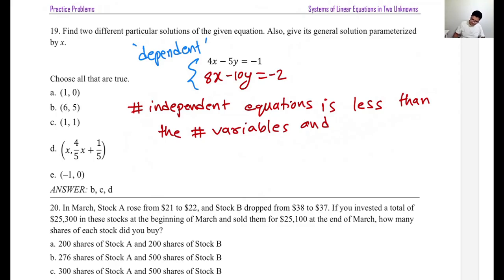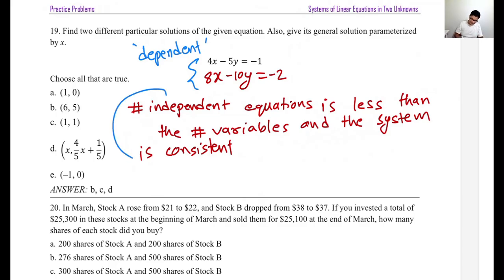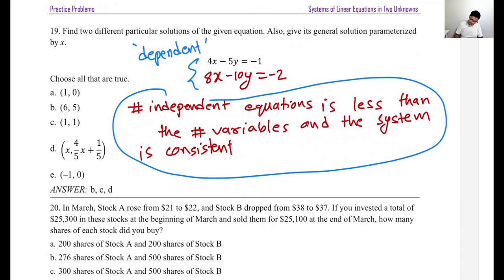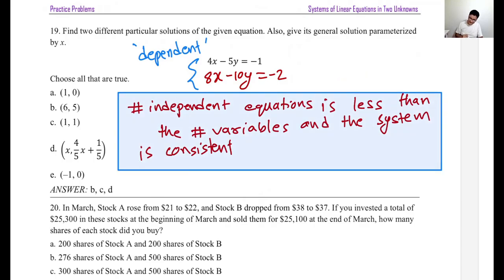And the system is consistent. That is important. Okay. There is no contradiction. The system is consistent and number of equations is less than the number of variables. Whenever this happens, this leads to the conclusion: infinitely many solutions.